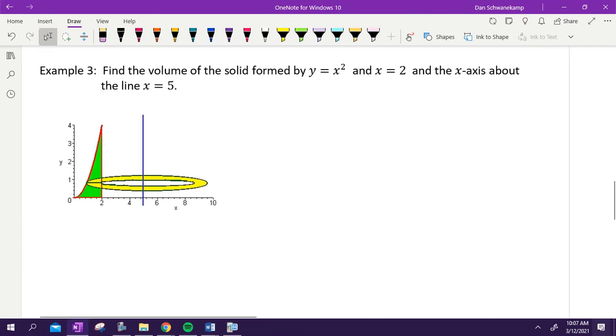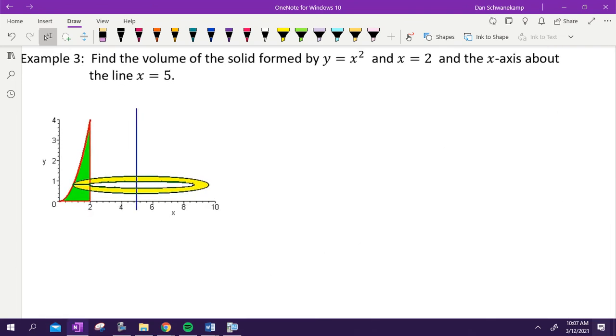Find example 3. Find the volume of the solid formed by revolving the line y equals x squared and x equals 2 about the x-axis and the line x equals 5. Oh, and the x-axis about the line x equals 5. So I already drew it for you. Okay, this is x squared. This is x equals 2. And then obviously this is the x-axis. That's my shaded region. We're revolving around the line y equals 5 or x equals 5. Show me with your arm, what does x equals 5 look like?